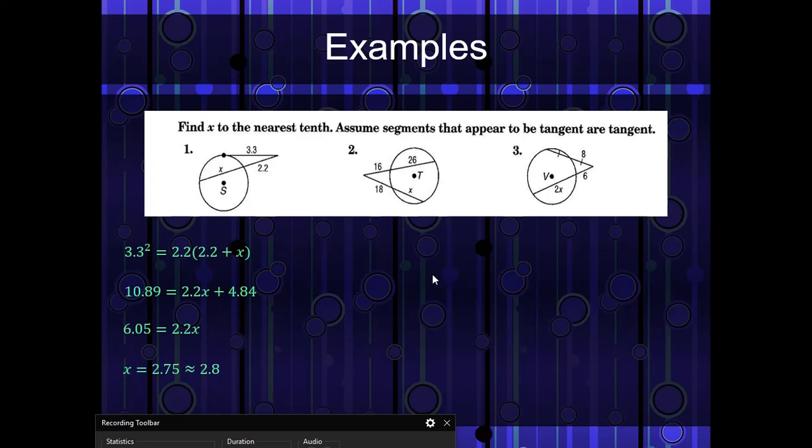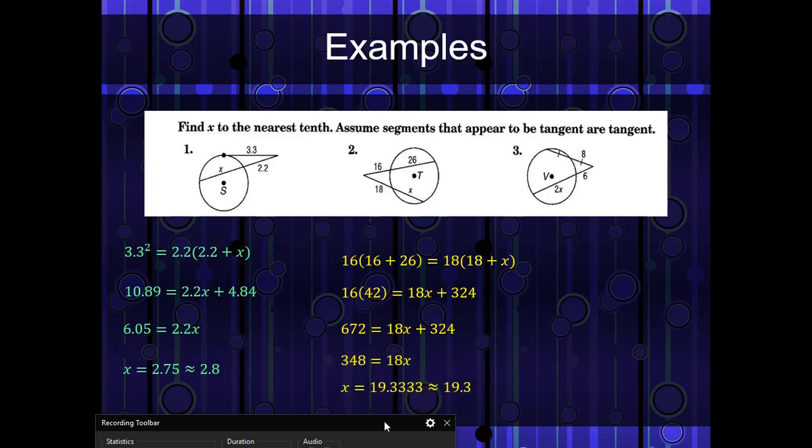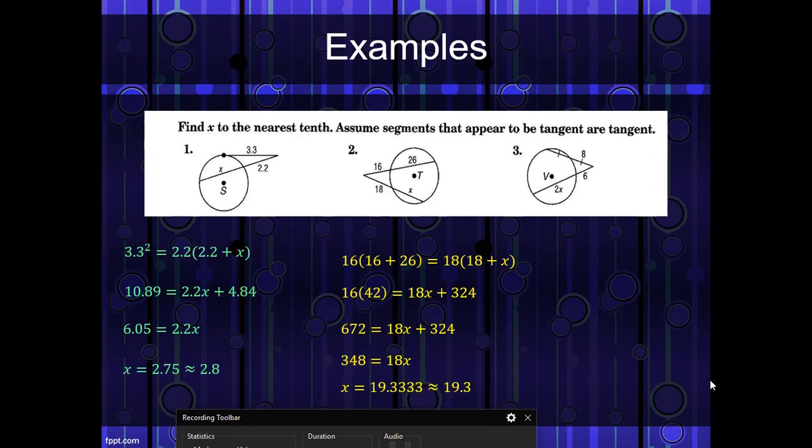In example number 2, we're using two secants. So it's going to be external times the whole. 16 plus 26 equals the external times the whole, 18 plus x. We'll combine like terms, distribute. And when I divide by 18, the value of x is approximately 19.3.